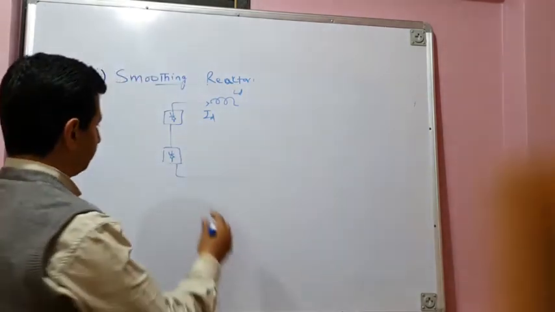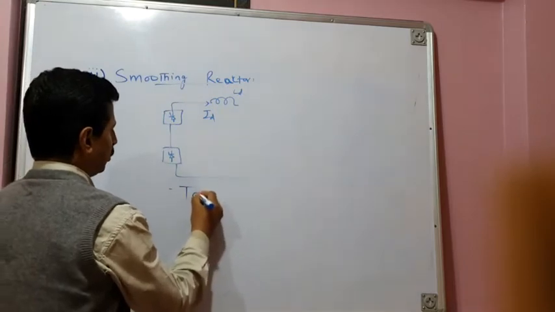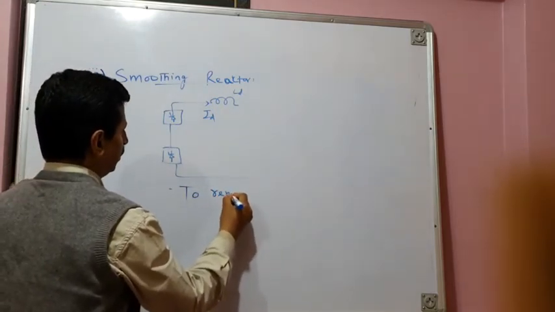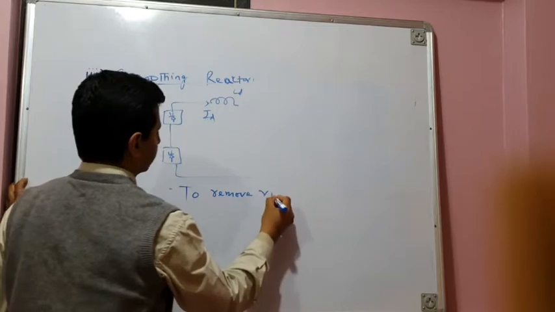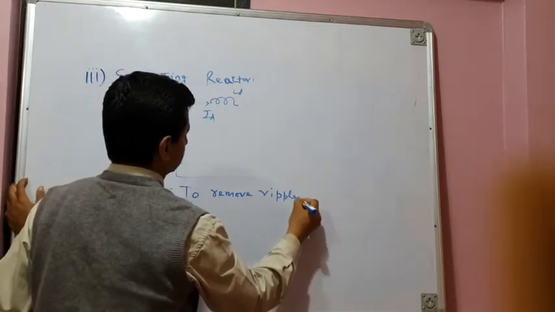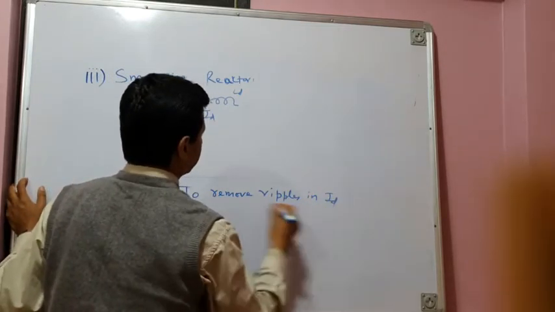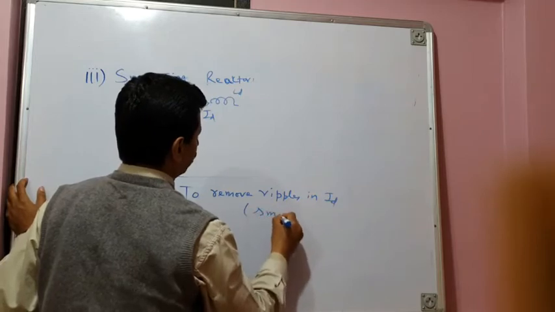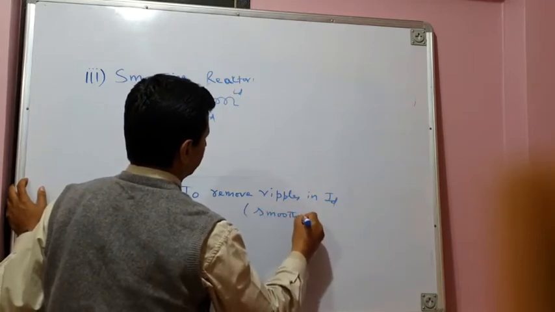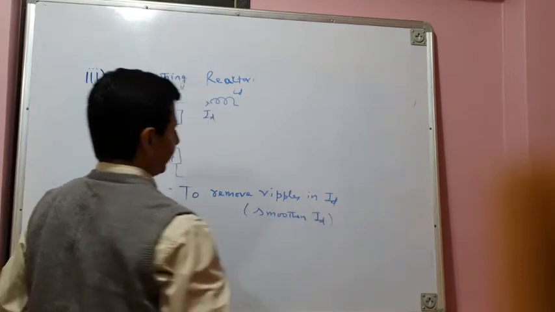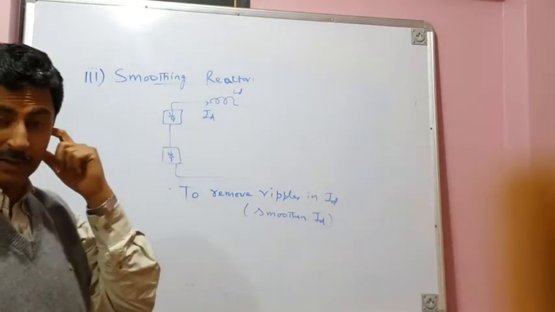So I will write here, main function is to remove ripples in ID. That is to smoothen ID. It smoothens the DC line current or transmission line current ID. This is the main function.